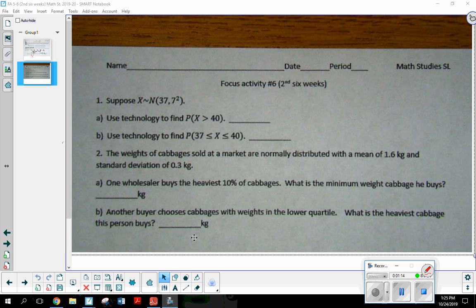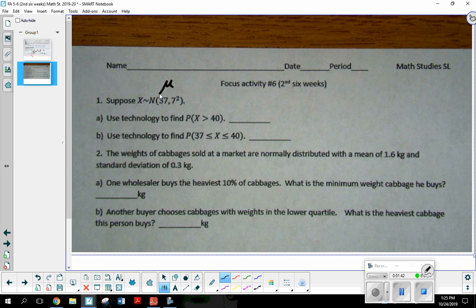All right, so this one goes back into normal distribution, which we haven't seen for a little while. So number one says, suppose X is normally distributed. Remember that was our notation. What's the 37? What does that mean? That is the mean. There we go. So that's the mean. Now 7 squared, what's that?